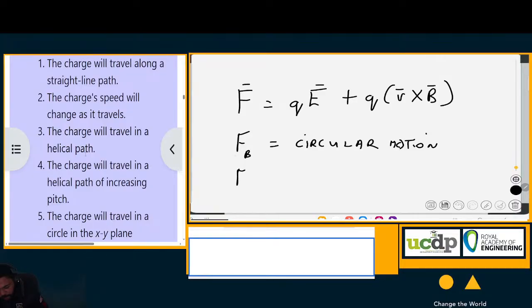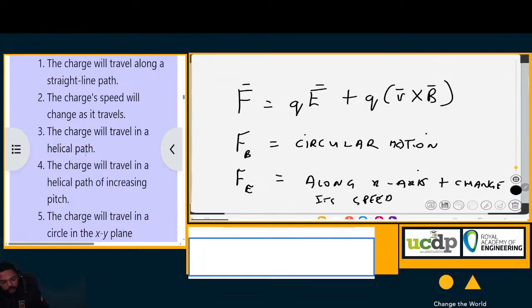Now the electric field is going to cause it to move along the x-axis. And another thing that the electric field is going to do is change its speed, which means it's going to move faster and faster, or slower and slower.